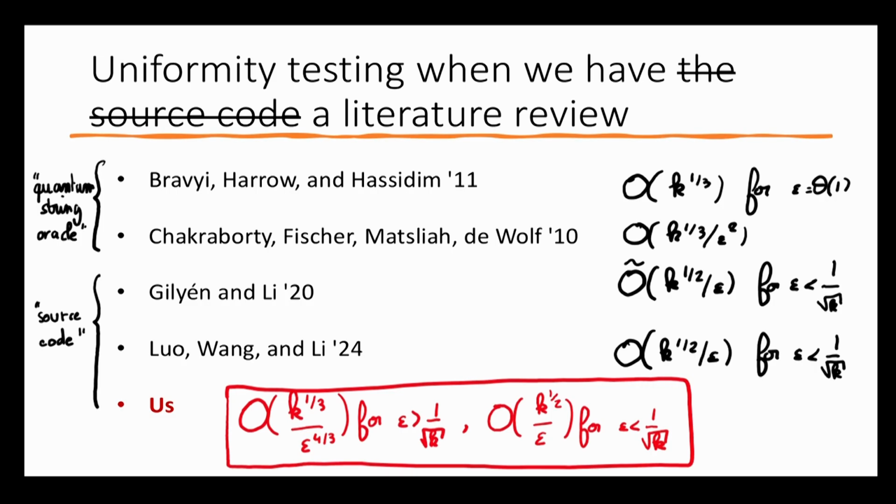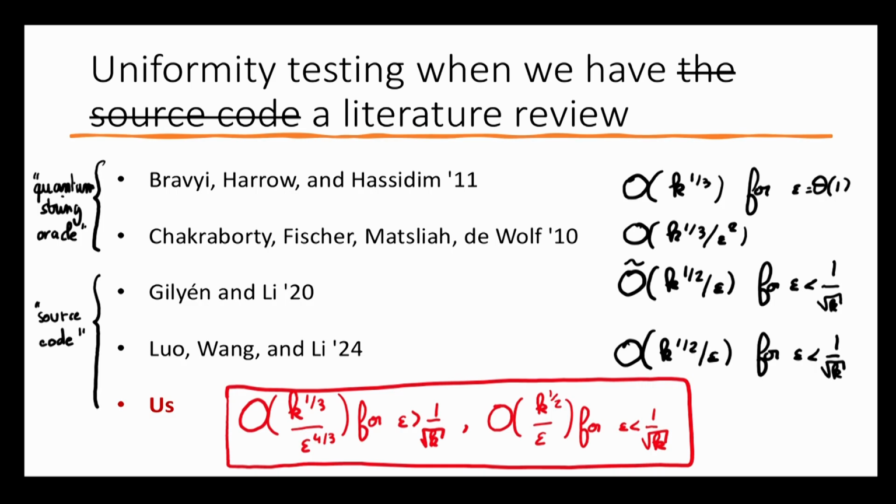And then more recent work by Jullian and Lee and Luo, Wang and Lee showed that in a very specific regime, when epsilon is really, really small, you could actually do square root k over epsilon. So in this case, it's kind of weird. You improve on the epsilon, but not on the k with respect to the classical aspect. And that was in the same model of having the source code.